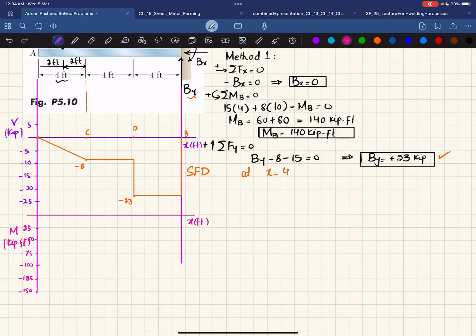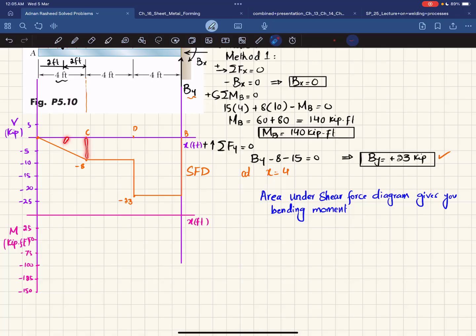Now, what we will do is that you can see the area under the shear force diagram gives you the bending moment. So we will take the first area under the shear force diagram, this one from A to C, from C to D it is like this, and from D to B the area under the shear force diagram is this. So we will split them into three areas. This will be your first area A1, the second area will be A2, and the third area will be this one.